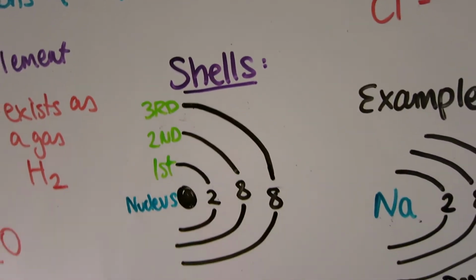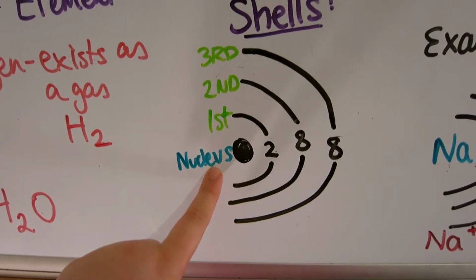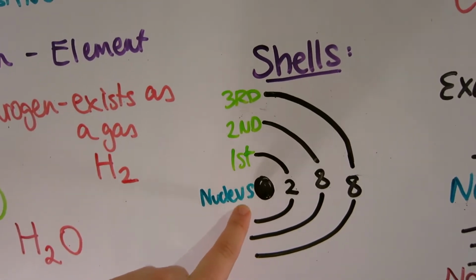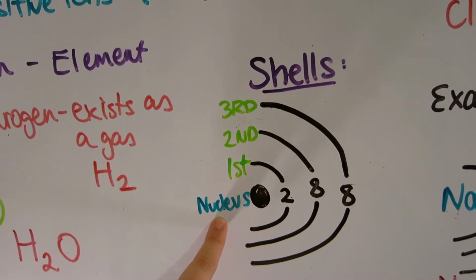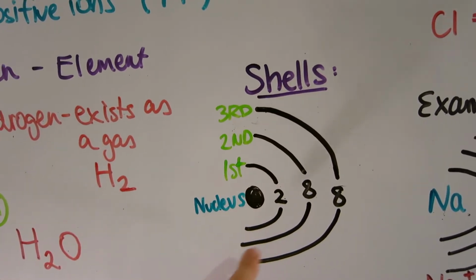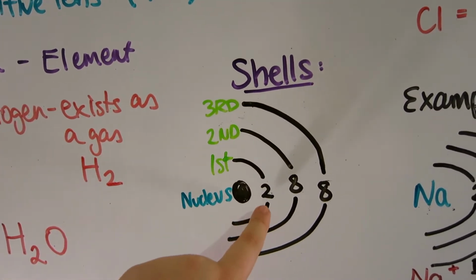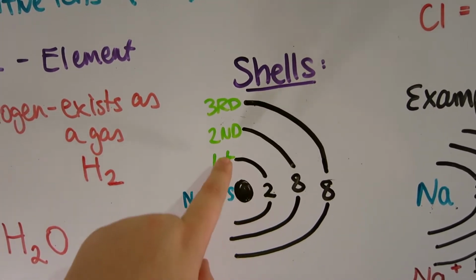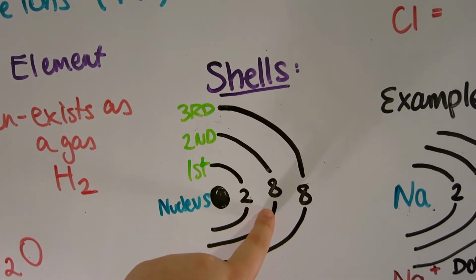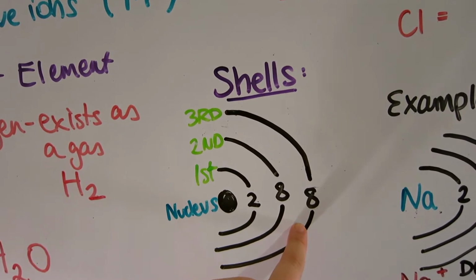We need to look at something we call the shells. So remember, we have a nucleus of an atom, so we have our protons and neutrons here. We're going to look at the first 3 electron shells. So our first electron shell has a maximum of 2 electrons in it, our second maximum of 8, and our third shell has a maximum of 8 as well.